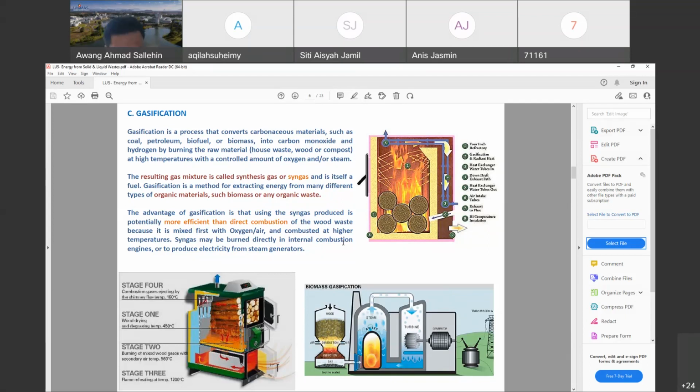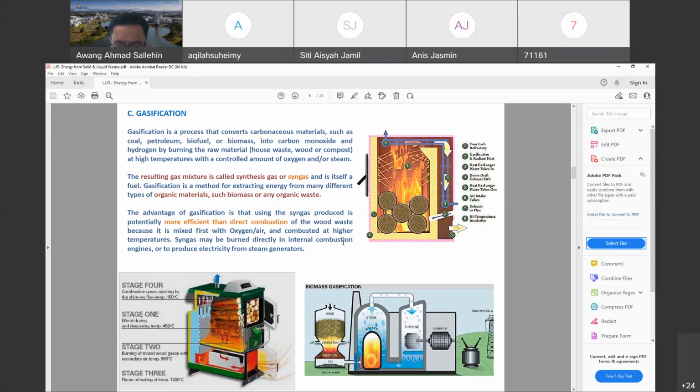So the process itself, gasification, is a method for extracting energy from many different types of organic materials, for example, lignocellulosic biomass or any other types of organic waste. So you can have it converted into carbon monoxide and also hydrogen.